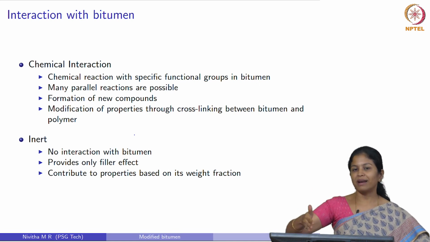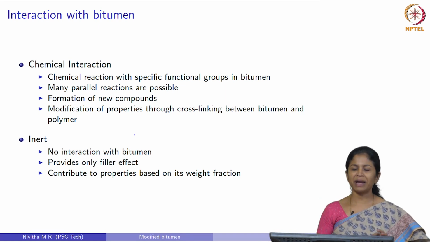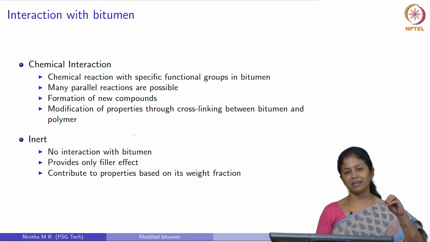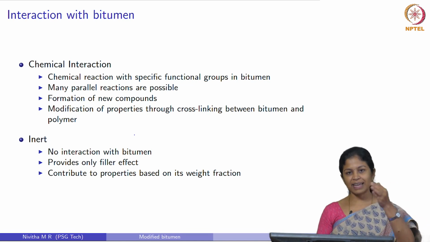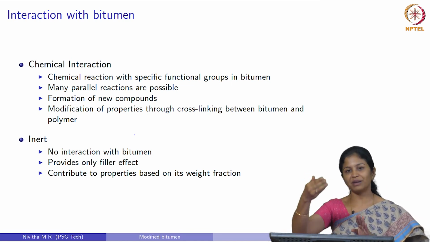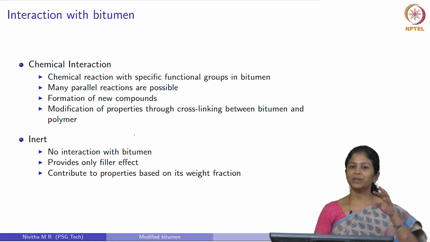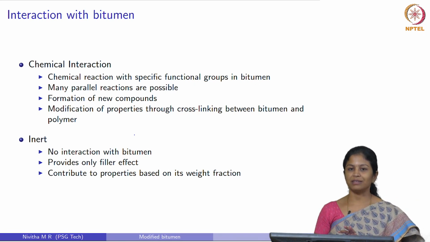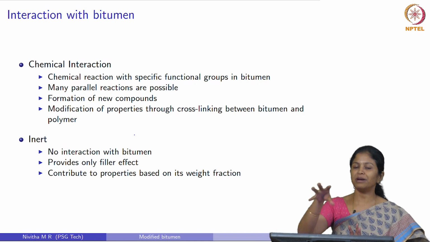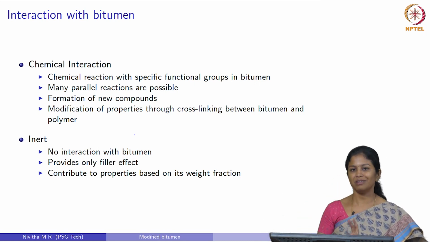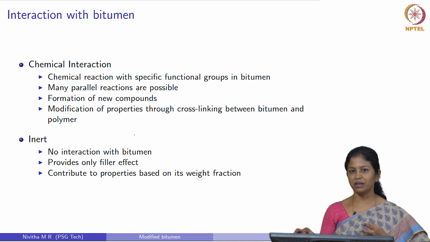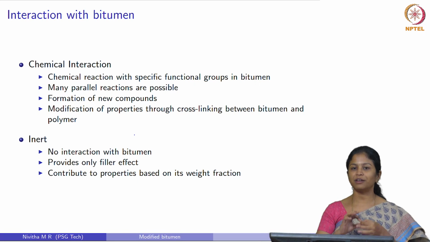There are also many parallel reactions possible in a given modifier with bitumen. One component of the modifier can react in a certain way with one component of bitumen, while the second component of the modifier can interact in some other way with another component of bitumen, because bitumen has a lot of fractions with varying properties and characteristics. The modifier can interact in a different manner with each of the fractions present in bitumen, and there is formation of new compounds here. The modification of property is because of chemical cross-links formed between the modifier and bitumen.